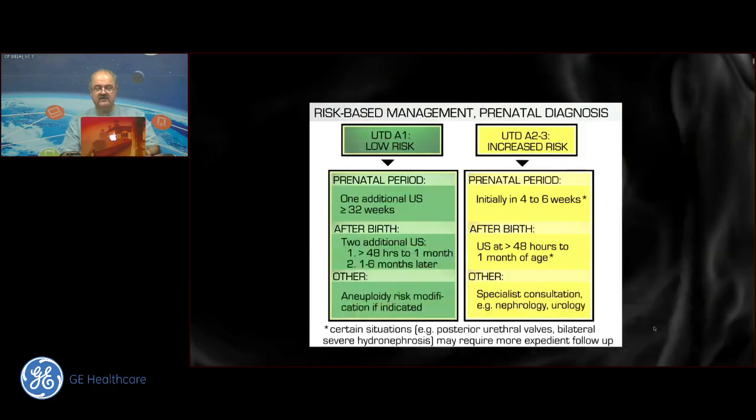So if you had a urinary tract dilatation A1, which is low risk, one additional ultrasound beyond 32 weeks, 2 scans at least 48 hours to a month after birth. At least 48 hours because we know that the kidneys don't function much for the first 48 hours. You might miss obstruction completely. So wait for 48 hours and preferably up to 1 week to a month, and then of course one about 6 months down the line.